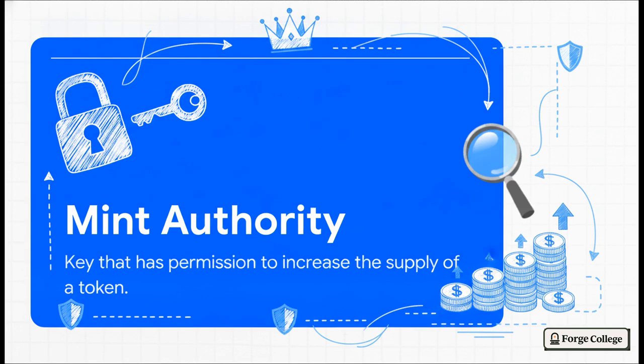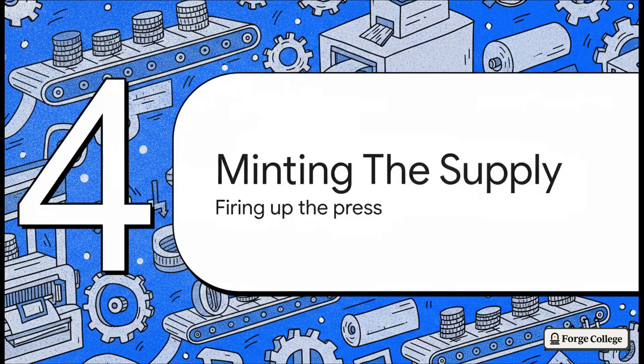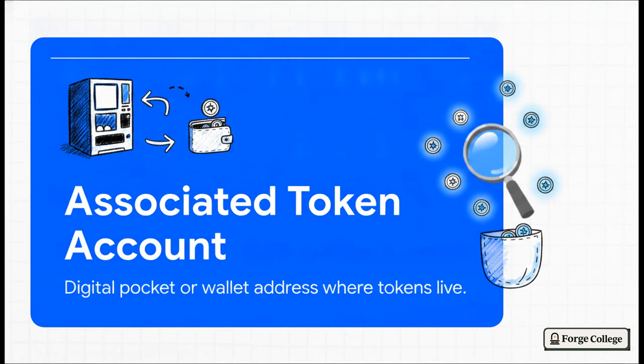By holding both of these authorities directly in our script, we act as the ultimate controller. And trust me, that is going to be absolutely crucial when you start applying real-world compliance controls a bit later on. Let's push forward to Section 4, minting the supply. Firing up the press. So a lot of people actually get tripped up right here. On Solana, the token mint is essentially just a blank vending machine.